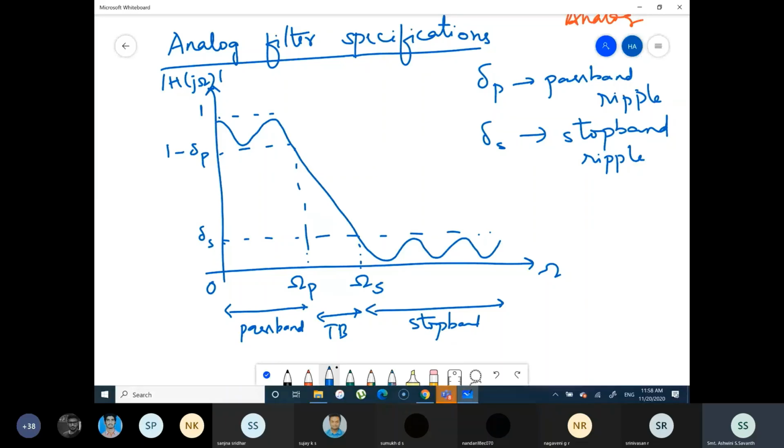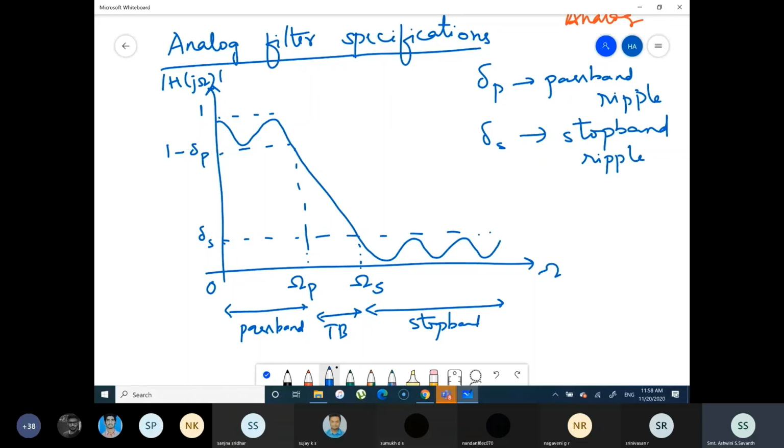So mathematically, how do we write the frequency response? The magnitude frequency response, how do we write it mathematically? Because sometimes they also give you the mathematical representation, and from that you may have to pick out the 4 parameters. So you should know the mathematical representation as well.